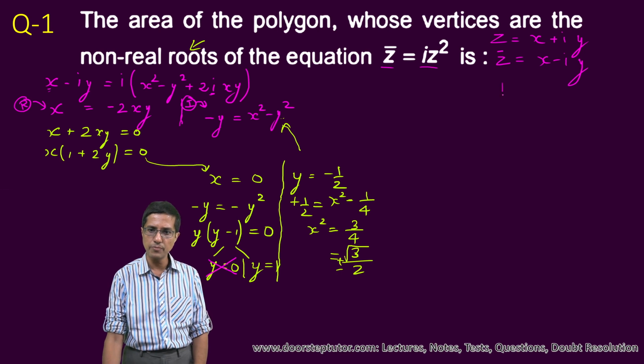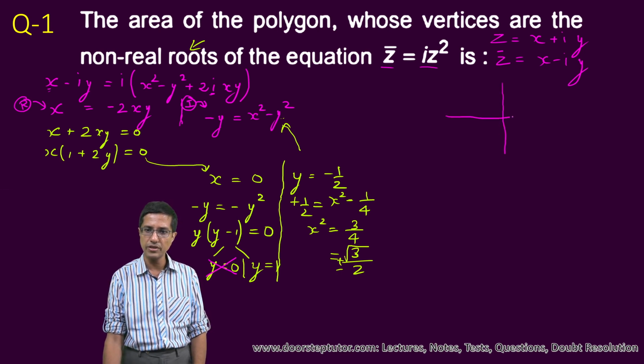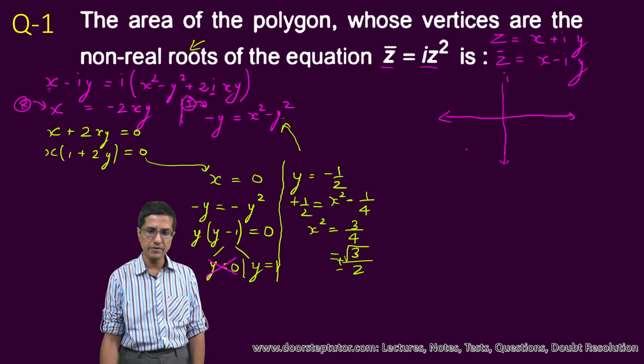So let's try to plot it in the xy plane, or in the Argand diagram, the complex plane if you will, and this is the real axis. Okay, so the very first point is 0 and 1. So x is 0, y is 1. So this is right here. This is 0, 1.